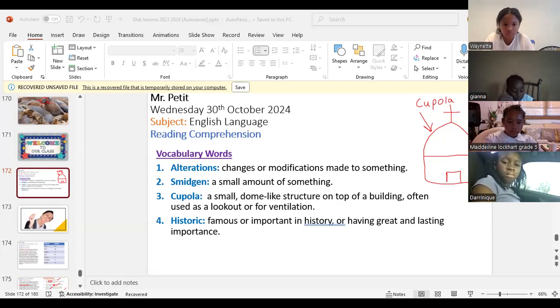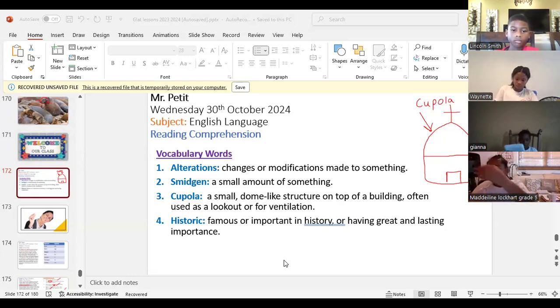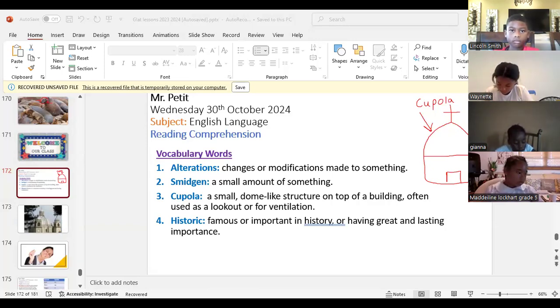Okay, Darren, can you read the definition of cupola? Cupola is a small dome-like structure on top of a building, often used as a lookout or for ventilation. Ventilation, very good. And Lincoln, can you read the definition of alterations? Changes or modifications made to something.